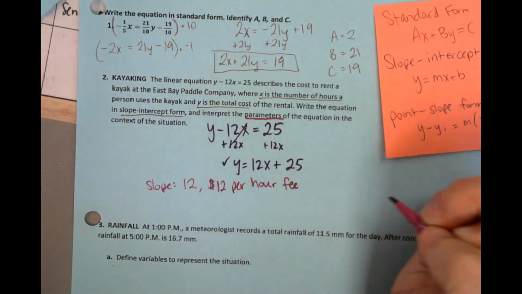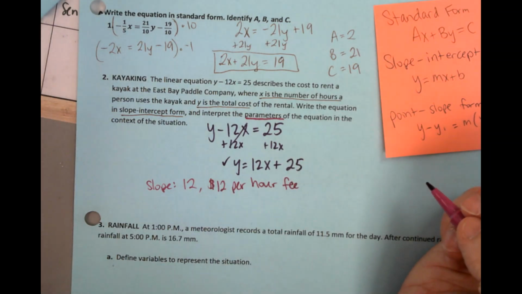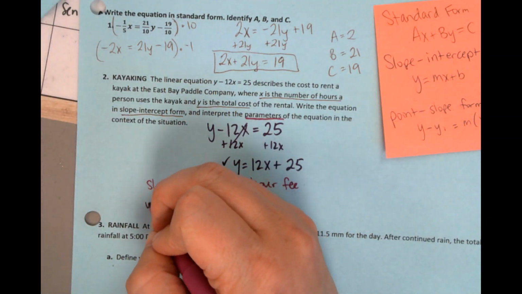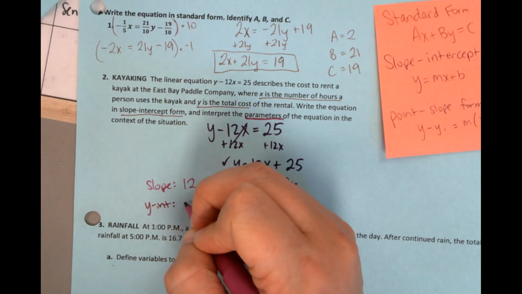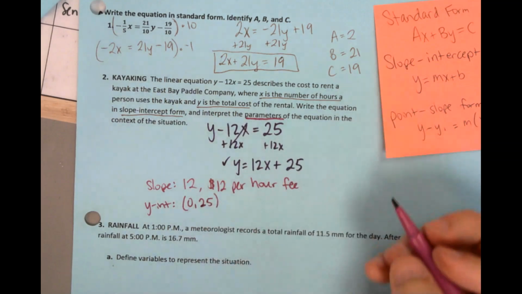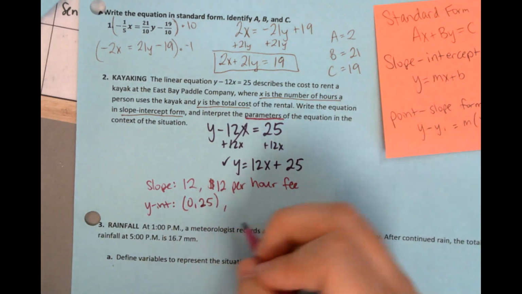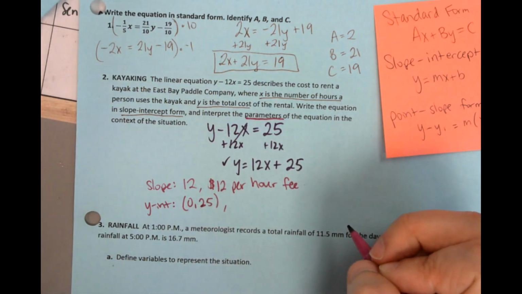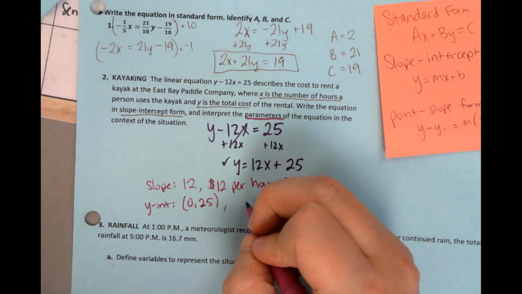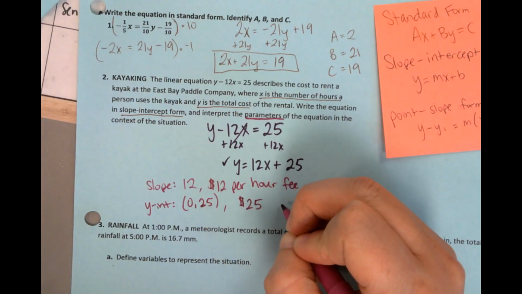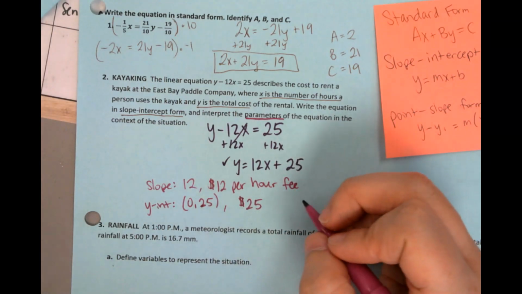So there is an hourly fee of $12. The y-intercept is the point (0, 25), which represents, if you use it for 0 hours, it's still going to cost you $25. That means that there was some sort of $25 base fee or rental fee that you have to pay just to get the kayak.